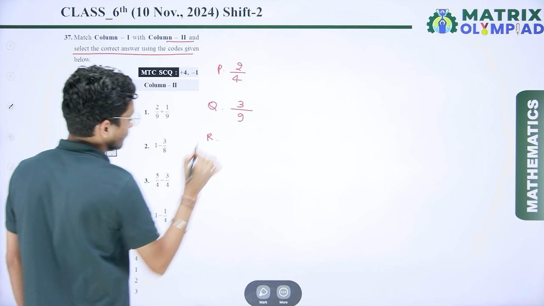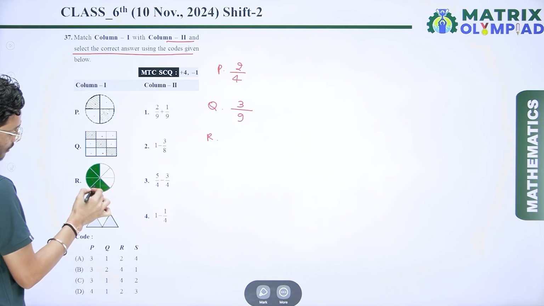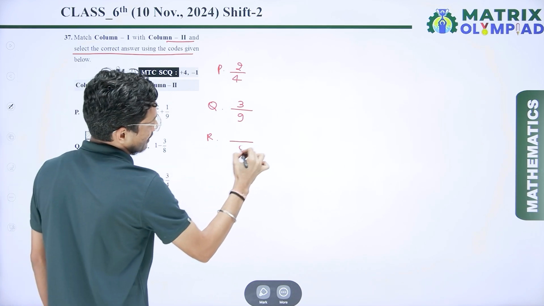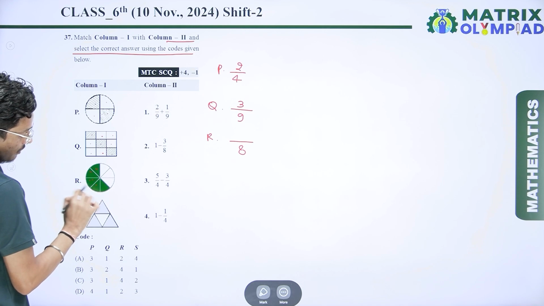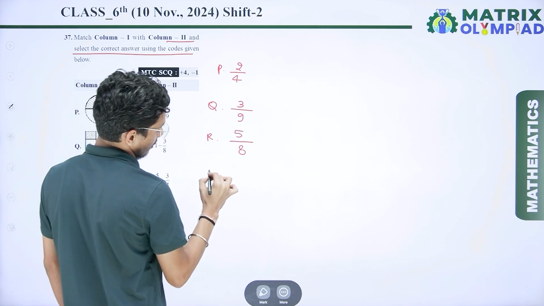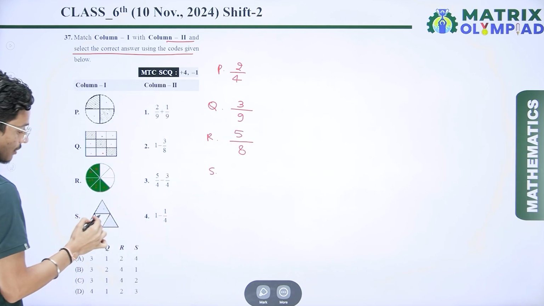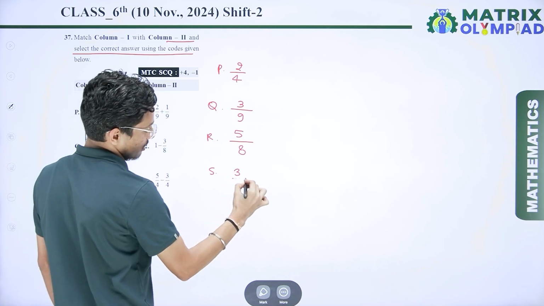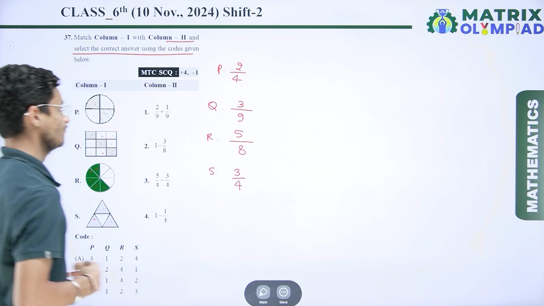If I talk about R, we have 1, 2, 3, 4, 5, 6, 7, 8 total number of parts, that is 8, and the shaded parts are 1, 2, 3, 4, 5. So I write here 5 upon 8. If I talk about S, we have 4 parts and the shaded part is 3. So I write here 3 upon 4.